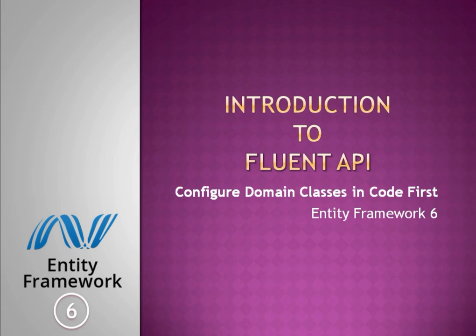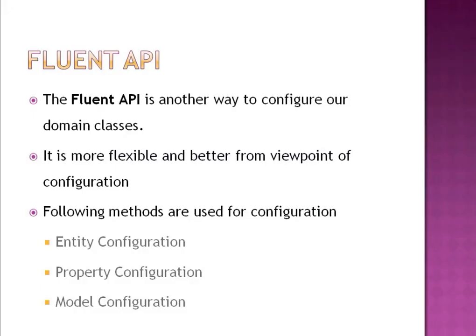We are studying code first approach in Entity Framework 6. This video is an introduction to Fluent API. Now what is Fluent API? It is one of the ways to configure your domain classes in code first approach. Before this, we have already studied two different methods to configure your domain classes. First one is default code first convention and another one is data annotation. Now let us study Fluent API in detail.